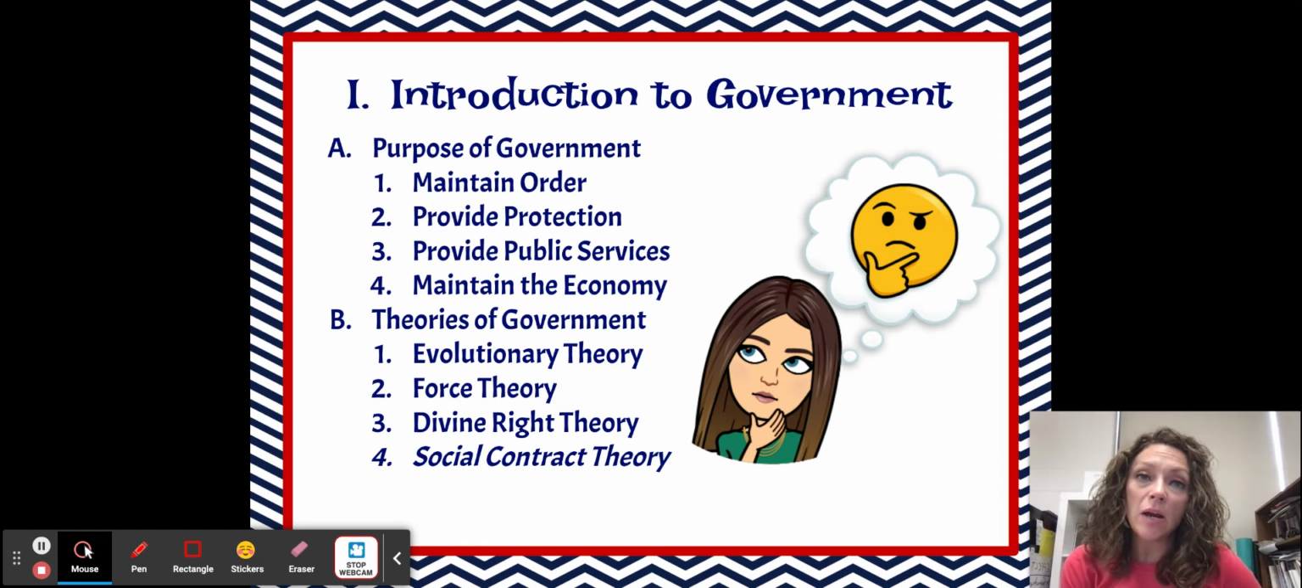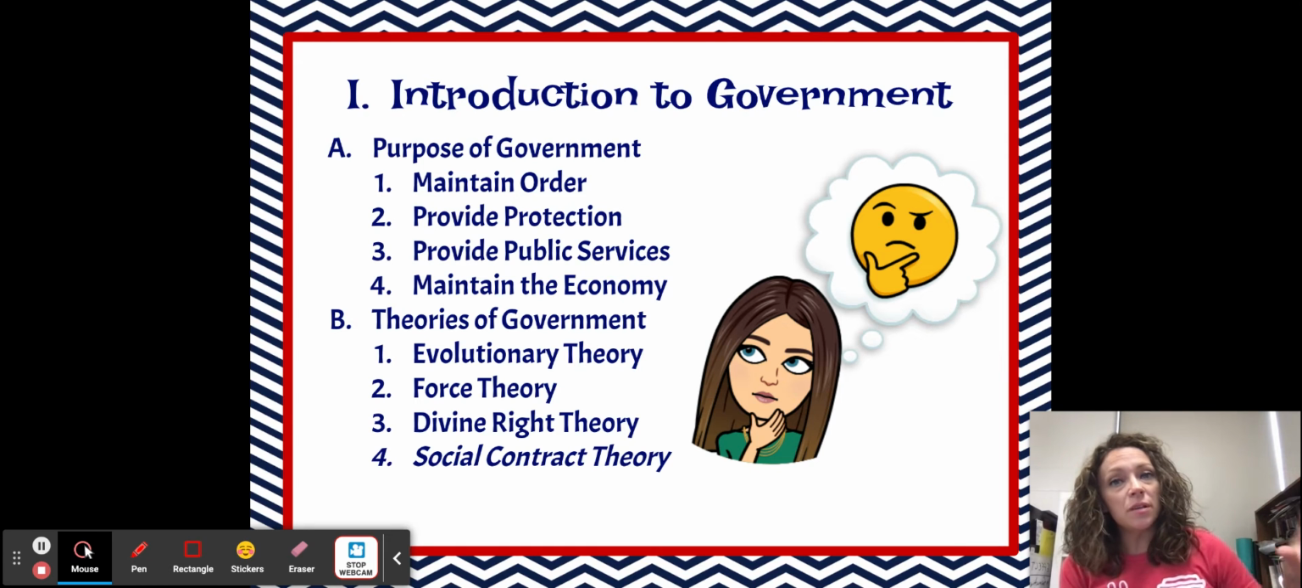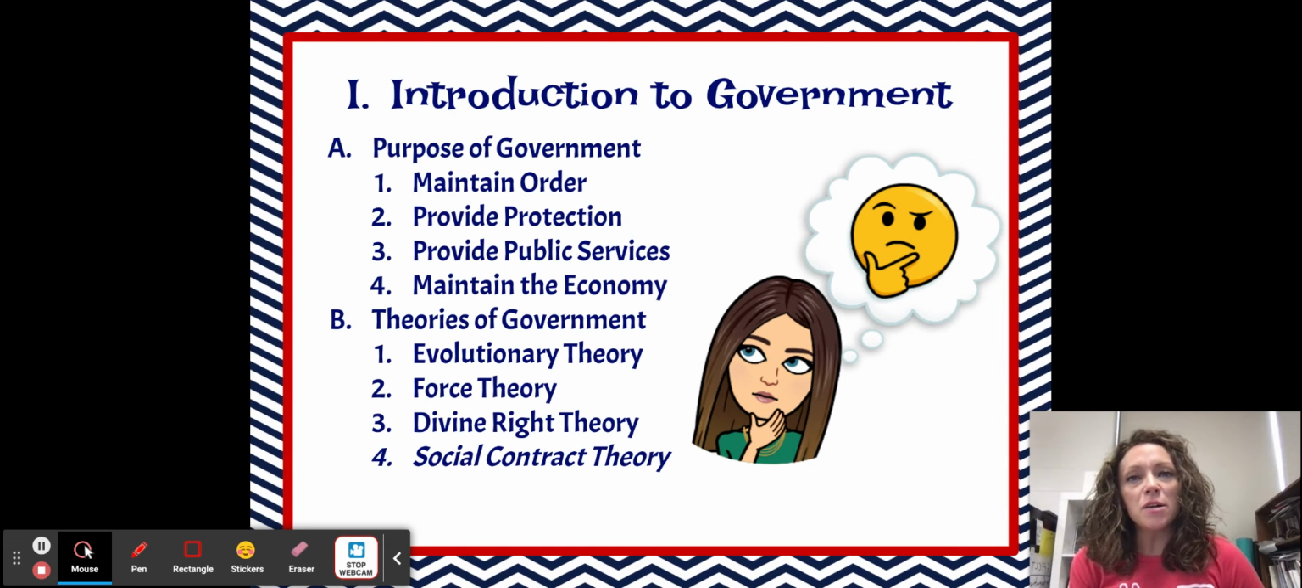They also provide protection. So our government provides protection for us militarily, so they protect our borders. They also provide protection for us at a state level and a local level through our law enforcement agencies.